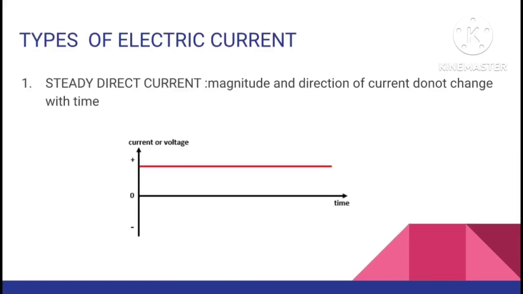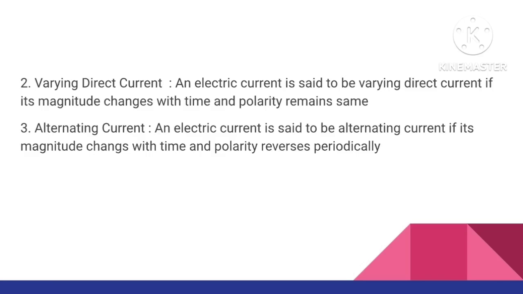We are all aware of the electric current, but there are various types of electric current. The first one is a steady direct current. Steady means that it does not change with time. That is the type of current which is direct, and its magnitude and direction do not change with time. But there is another type, a different form of direct current, which varies with time, and its magnitude changes with time, but its polarity remains the same. That is, there are no fluctuations in this direct varying current. And the current which deals with fluctuations, that is, whose polarity gets changed, is the alternating current.